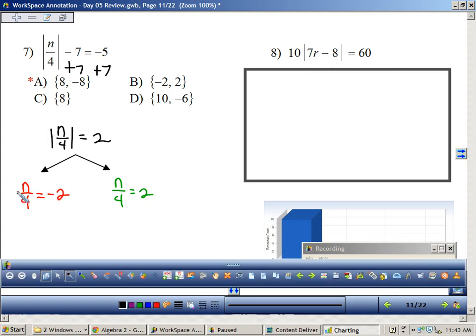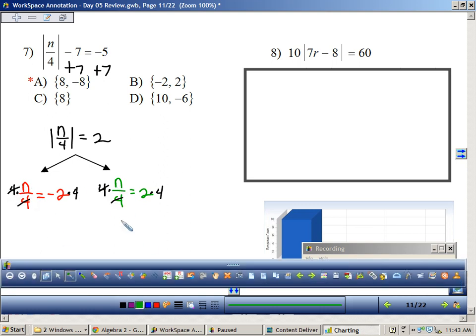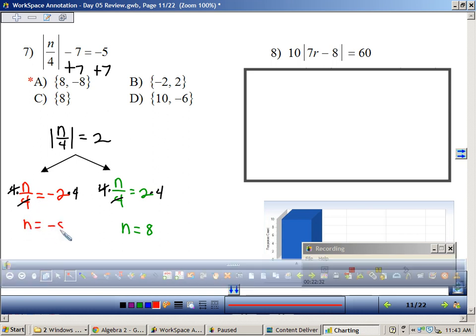Multiply both sides by the inverse. Remember that? Multiply both sides by 4. It looks all complicated, but it's really not that complicated if you follow the steps: 1, isolate, 2, rewrite. Correct? Not really that bad. So the 4's cancel, and I'm left with, in the positive direction, n equals 8, and in the negative direction, n equals negative 8.